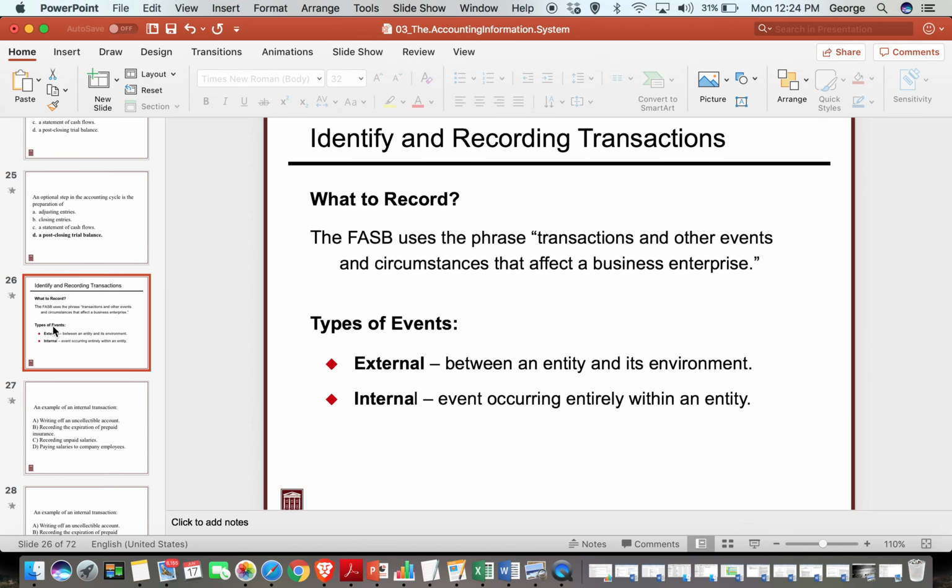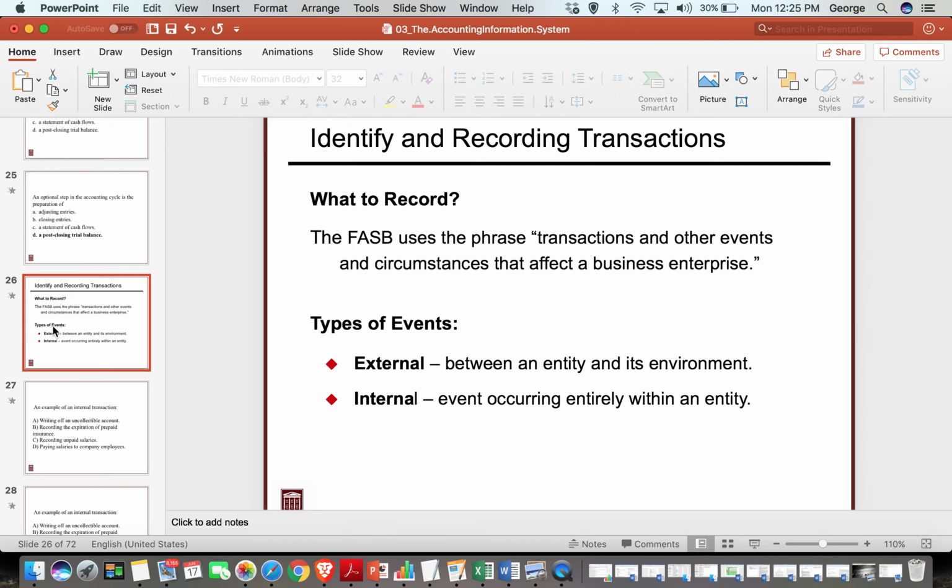All right, identifying and recording transactions. FASB uses the phrase transactions and other events and circumstances that affect a business enterprise. So transactions can be external, meaning between the entity and the environment. A transaction between us and a customer would be external. Internal is a transaction that occurs entirely within an entity, within the company. So if I'm paying my employees their wages, that would be an internal transaction.